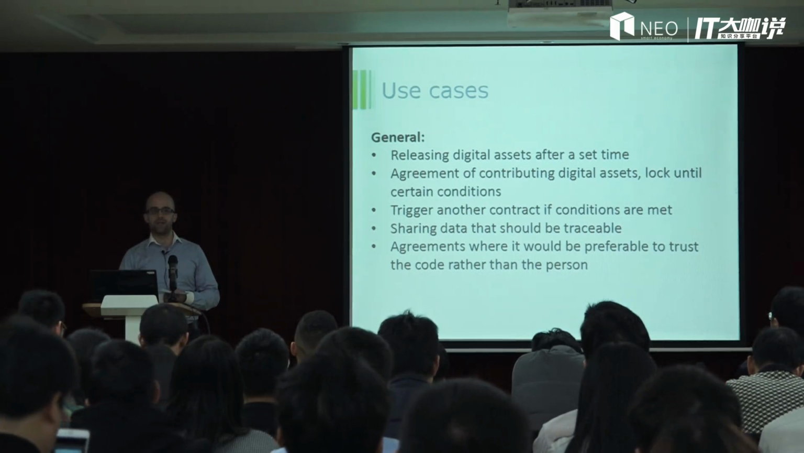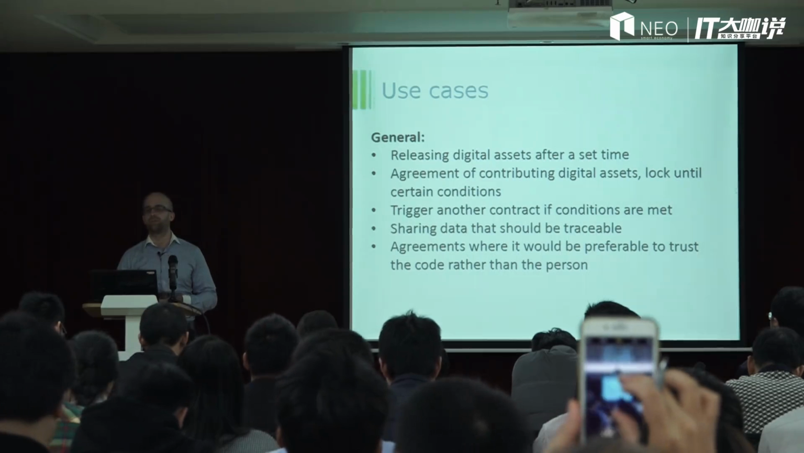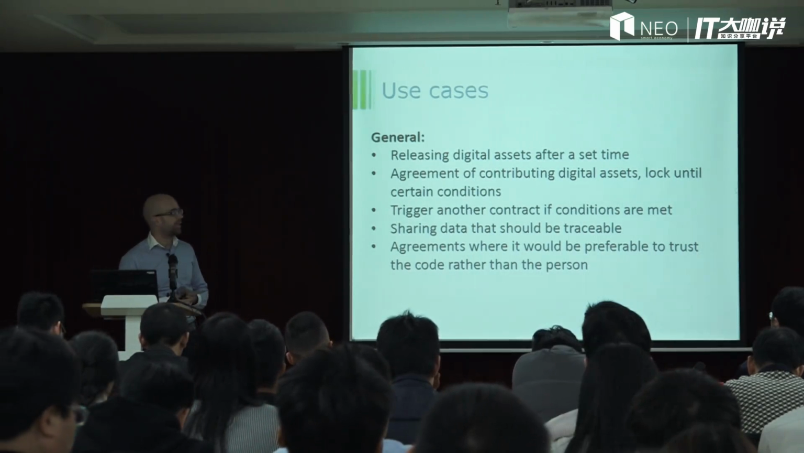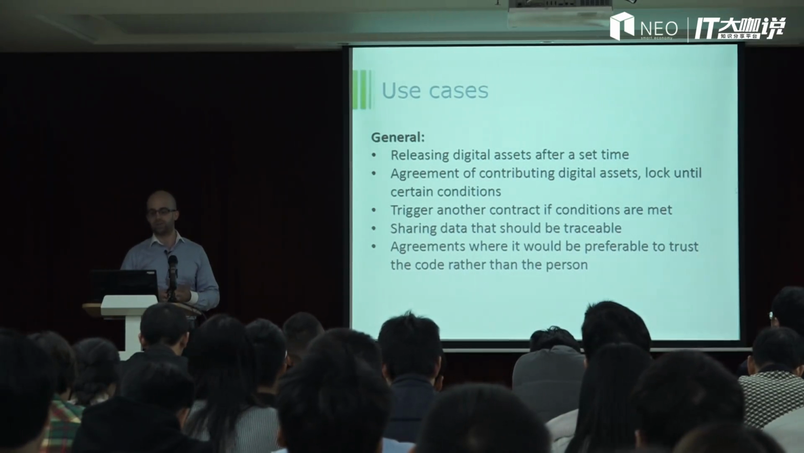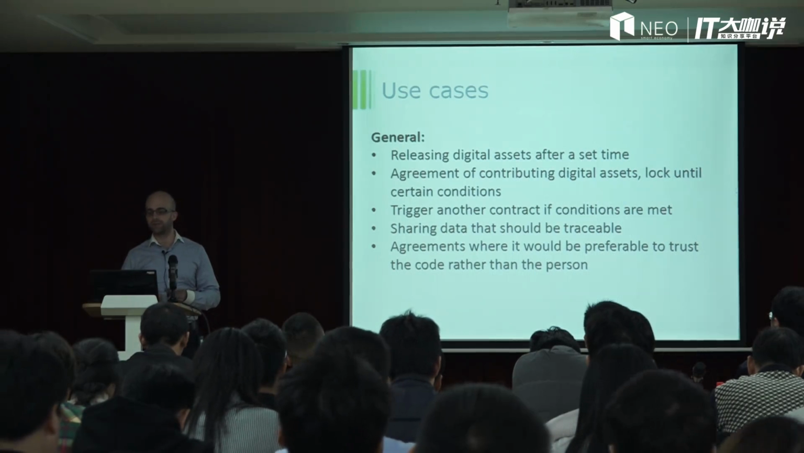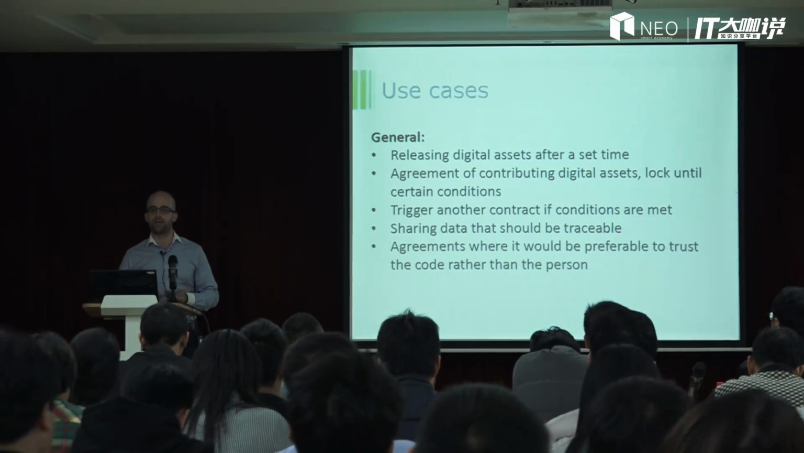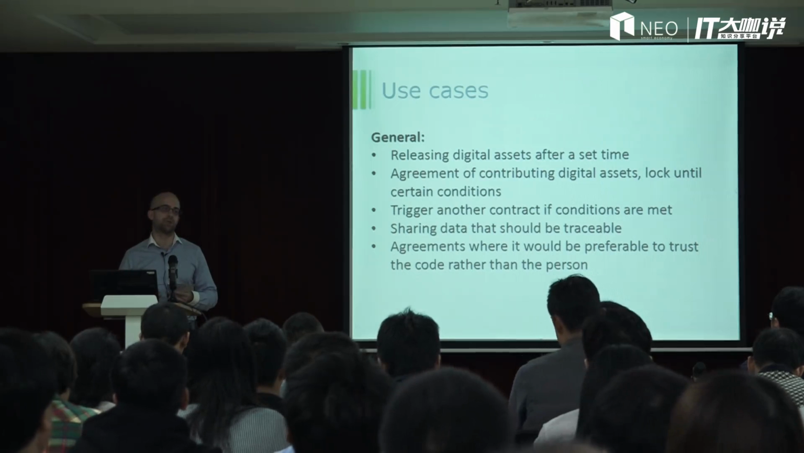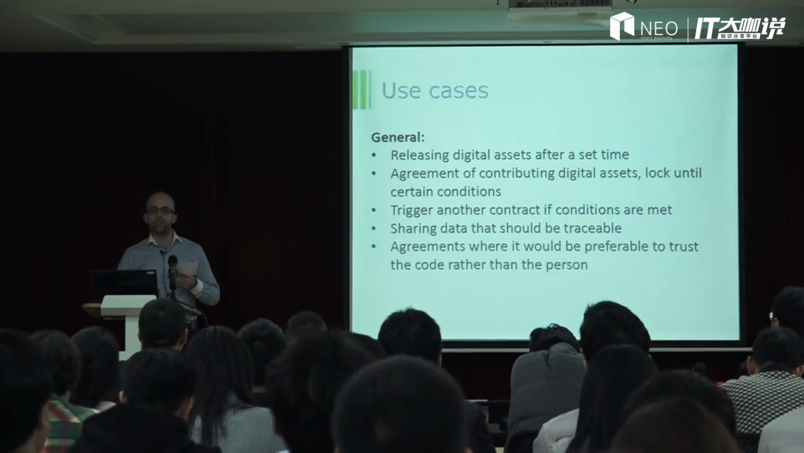Well, there are smart contracts, which are Turing complete. So the only thing that stops you from developing smart contracts is your own imagination. There are some quite easy examples. You can release assets after a set time. You can agree on how to contribute or distribute assets under certain conditions. And you can have several parties come to an agreement in a smart contract and set conditions based on that. You can do sharing of data.